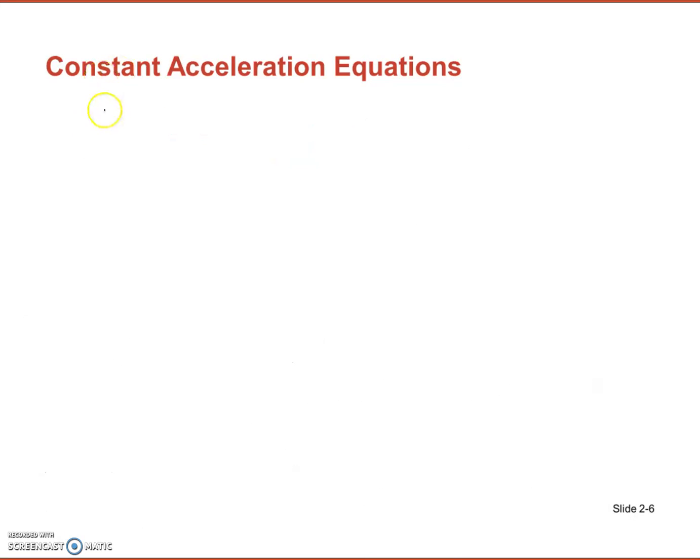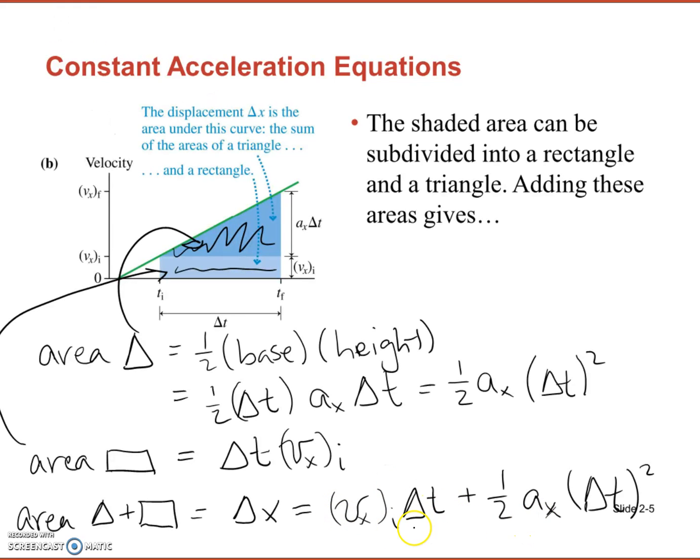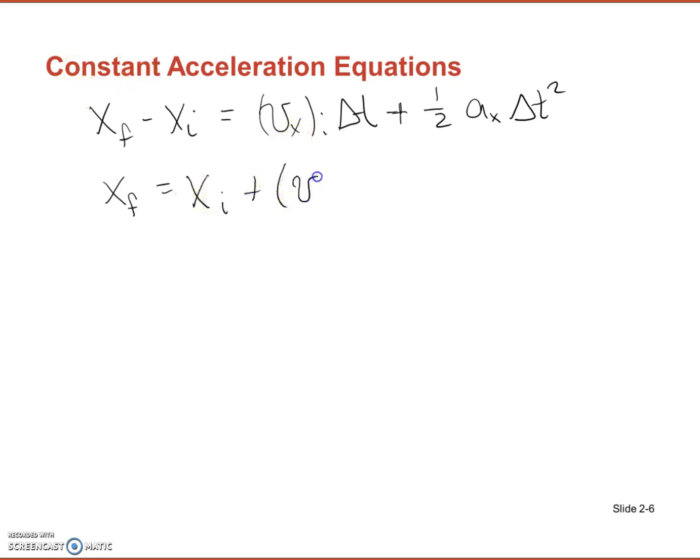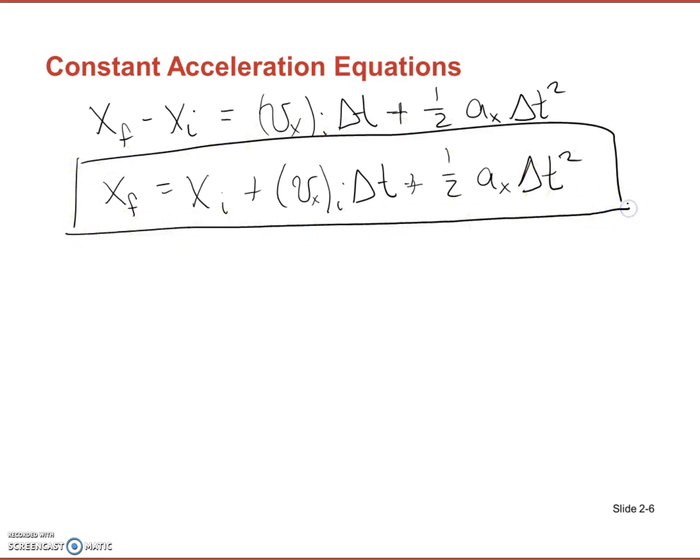So I'm going to go to a new page to do that. On the left-hand side, x final minus x initial is equal to, and you can also rewind, the right-hand side, v x initial delta t plus one half acceleration in the x direction times delta t squared. Solve for x final, which basically means I'm going to add x initial to both sides. So x final is equal to x initial plus v x initial delta t plus one half a sub x delta t squared. This is my second very important kinematics equation.